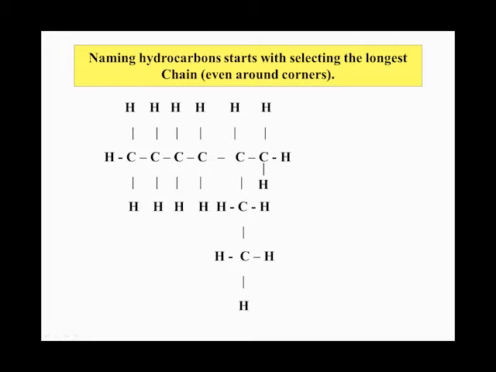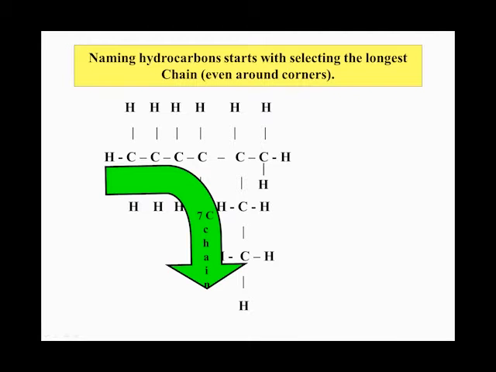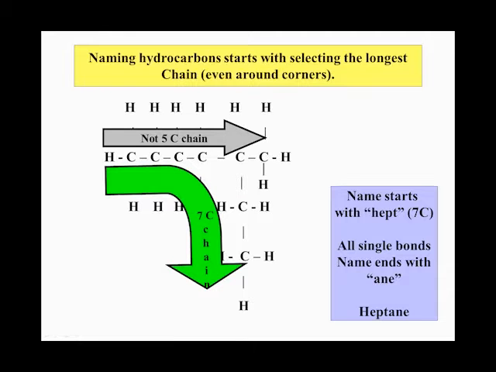Naming hydrocarbons starts with selecting the longest chain, even if it goes around the corner. Here's an example of a hydrocarbon chain. Notice the longest chain goes around the corner and consists of 7 carbons. The straight chain consists of only 5 carbons. The name, therefore, would be based on the 7-carbon chain. It would then start with hep, which means 7 carbons.